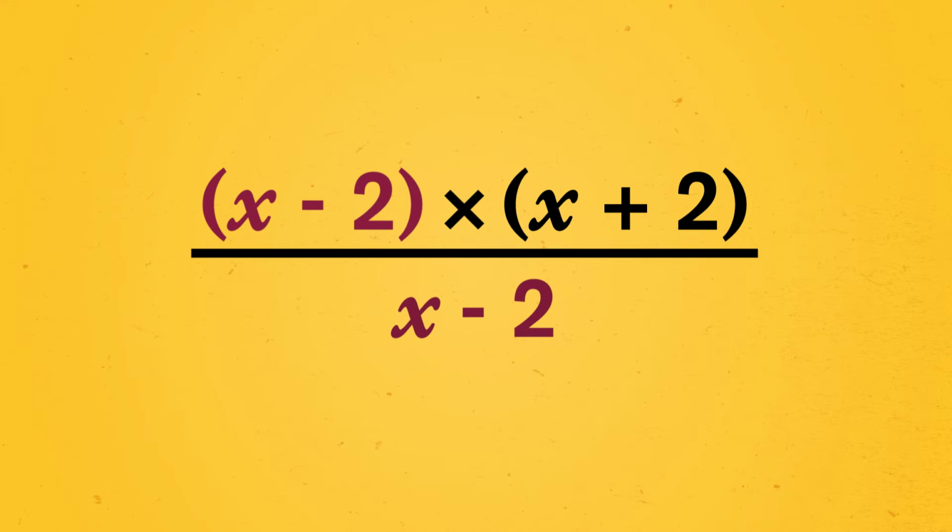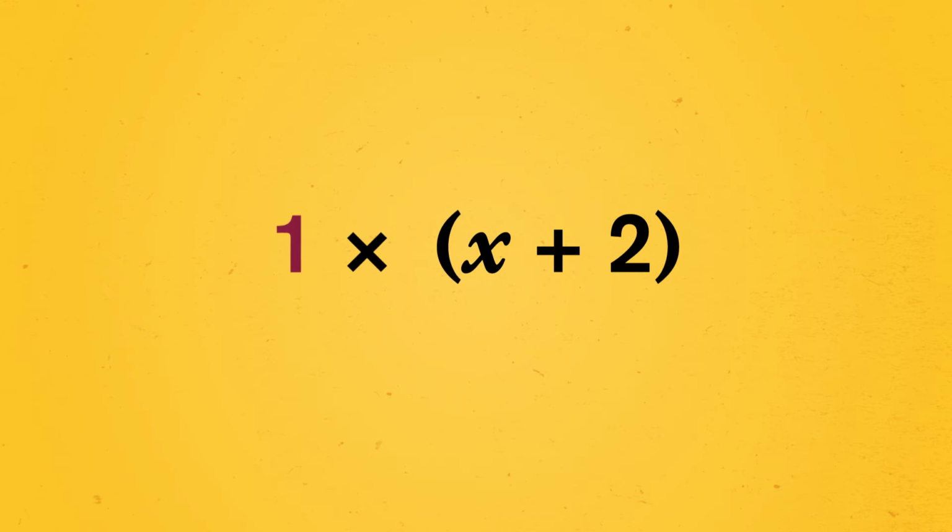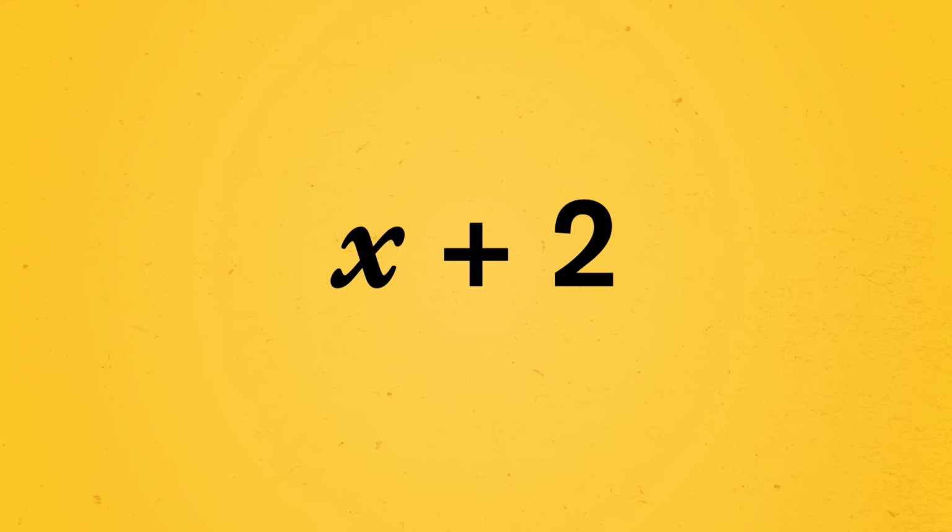Now we see that there's something on the top that looks exactly like something on the bottom. The x minus 2's factor out, become 1, and basically disappear. And the entire thing simplifies to x plus 2.